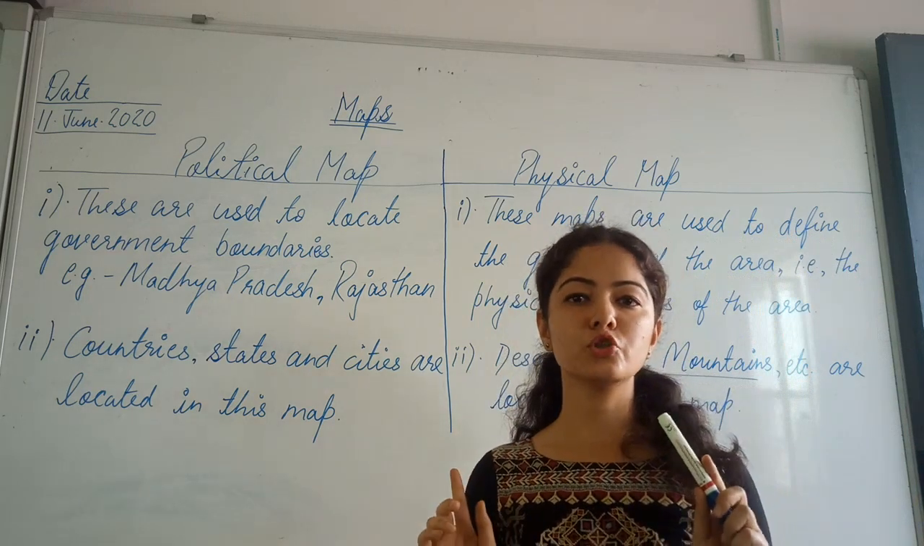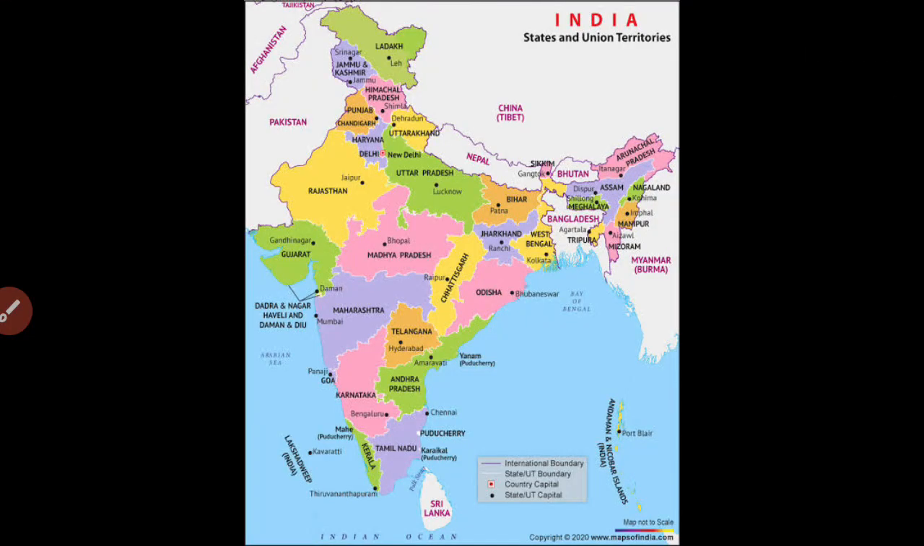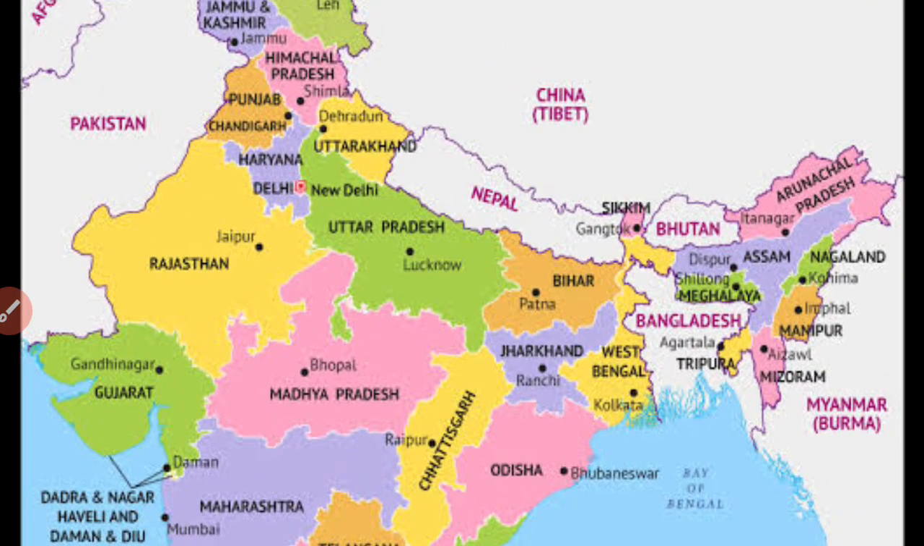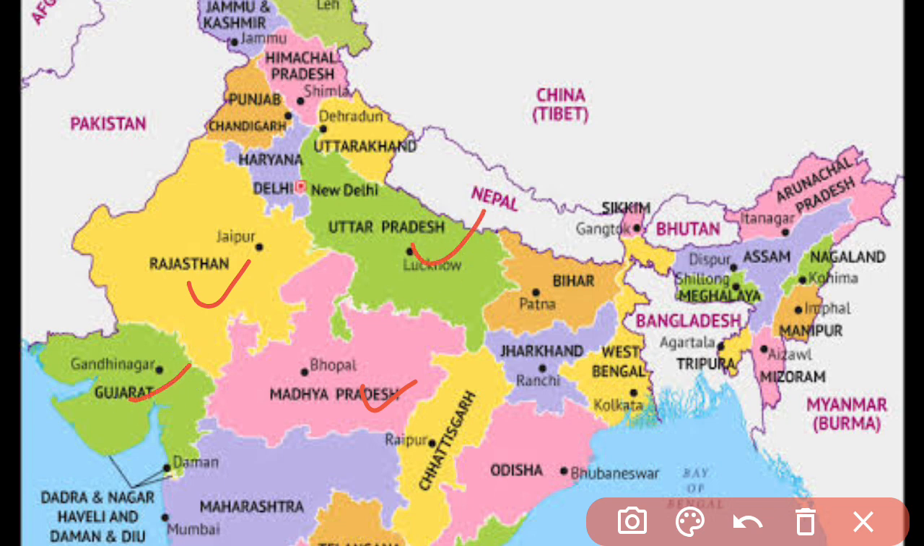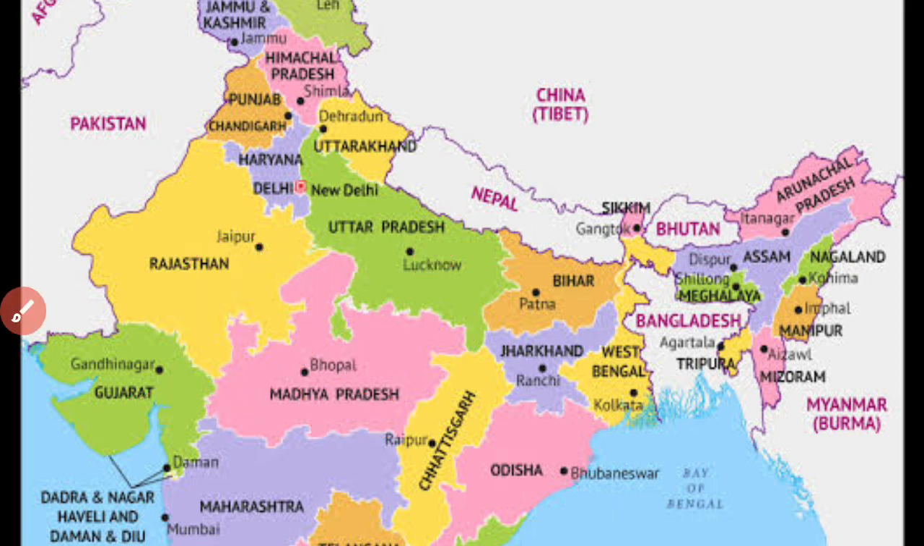After this I am going to show you how the physical map and the political map look. So this is the political map of India. Here you can see the clear boundaries between the different states of India. You can see here, this is Madhya Pradesh, this is Rajasthan, Uttar Pradesh, Gujarat. Madhya Pradesh is separated from Uttar Pradesh by this boundary. Rajasthan is separated from Madhya Pradesh by this boundary. So all the states in between have clear boundaries which separate them.